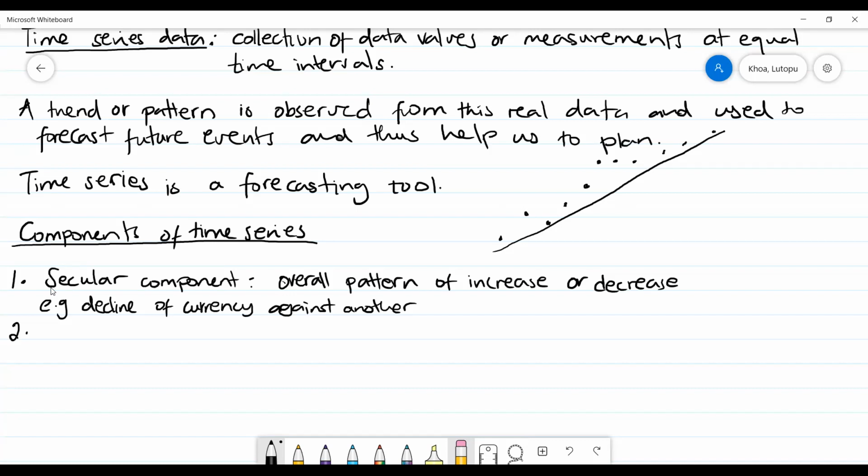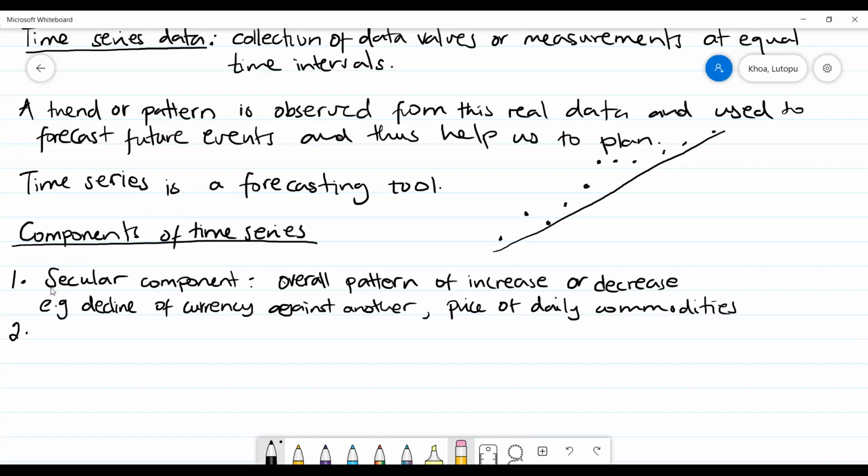Okay, so another example would be the price of daily commodities. So for example, if you plotted the price of bread over the years, you will see that it has been pretty much an uphill climb. So that would be an example of a circular component.